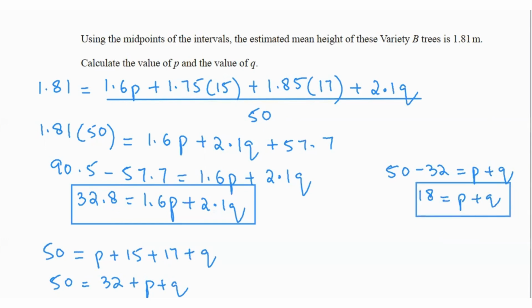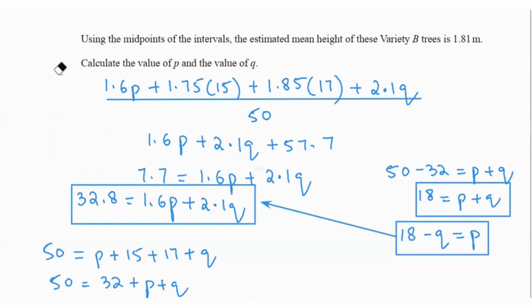Next, what we can do is we can use this equation and the other one and solve these two equations simultaneously. You can either use the substitution method or the elimination method. I'm going to use the substitution method over here and make an equation where it's going to be 18 minus q equals to p. And I'm going to substitute this in this one. So now what we have is, we remove this part.